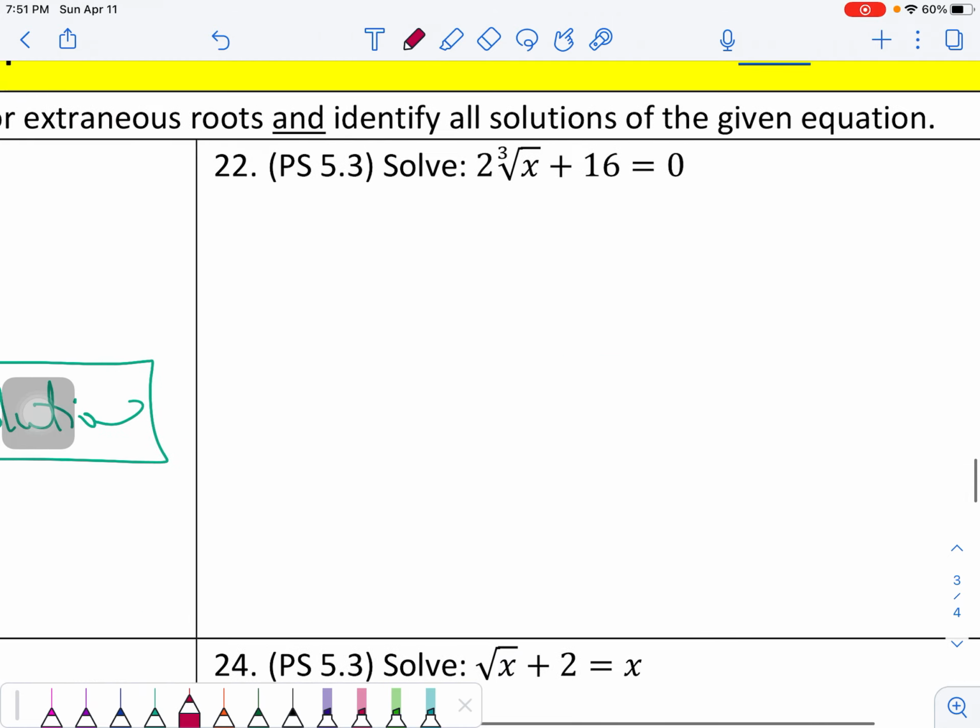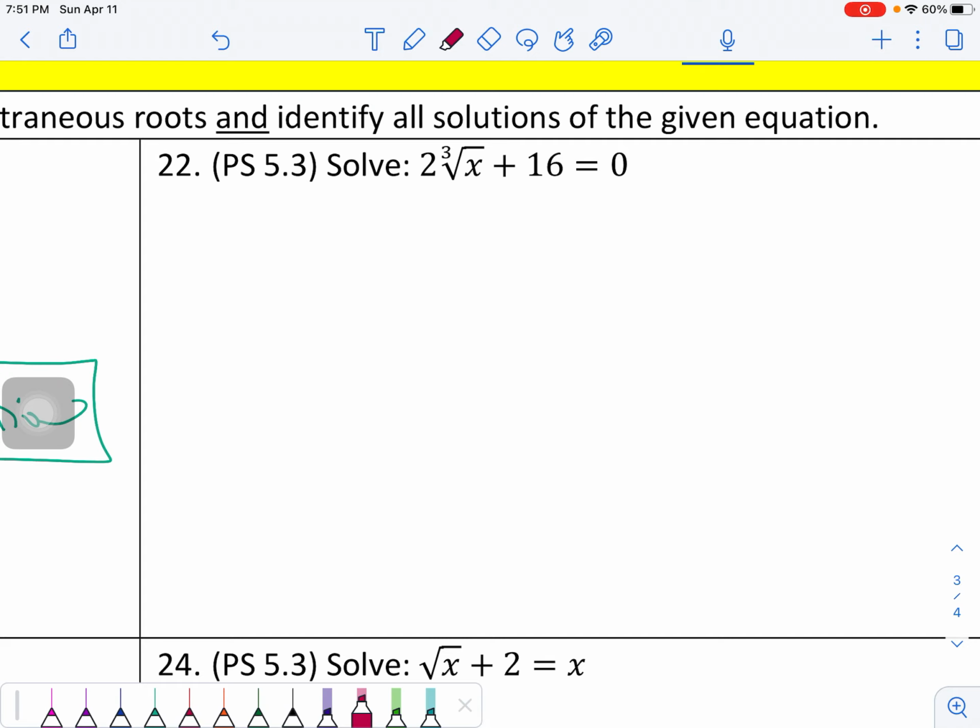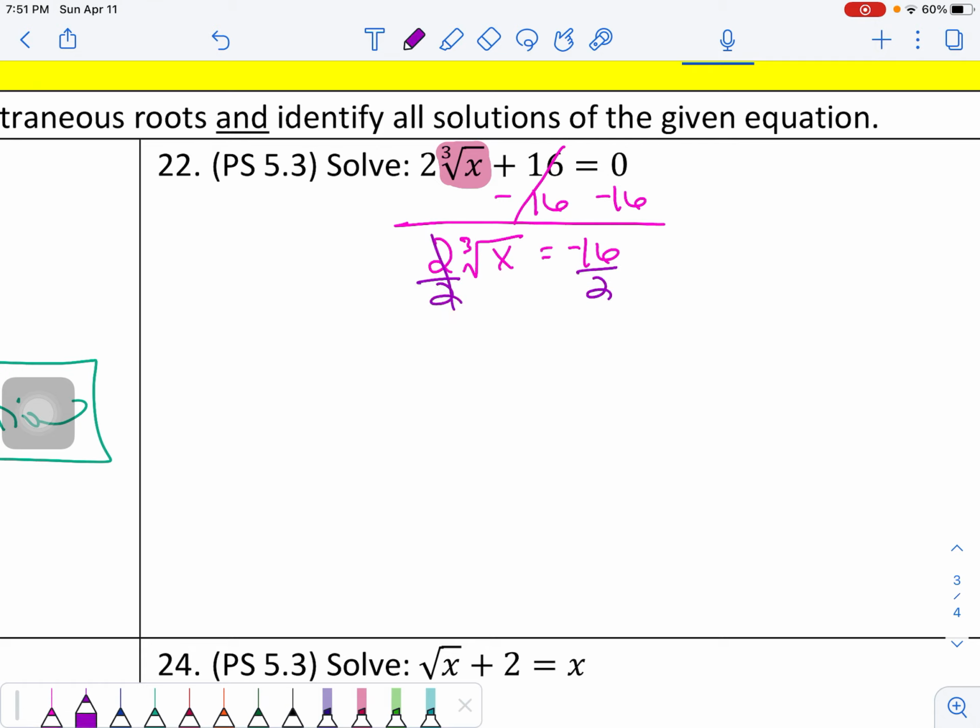All right, so number 22, I'm going to find my root. In this case, it is the cube root of x right here. And I need to get rid of all the extra stuff with it. So I'm going to subtract 16 from both sides. So I've got 2 times the cube root of x is equal to negative 16. I am going to divide both sides by 2. So I'm going to get the cube root of x is equal to negative 8.